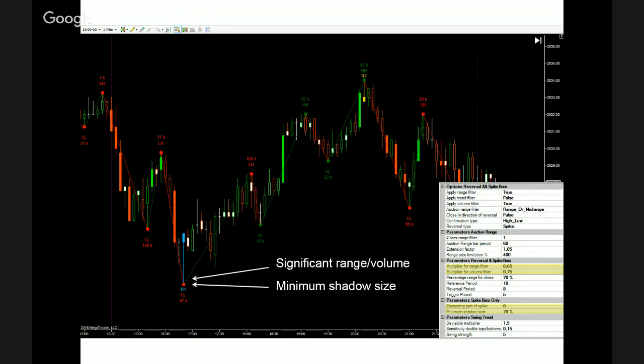And the same goes for the shadow size. You can compare the body to the shadow and say that the shadow should be at least a percentage X, in this case 70%, of the previous average bars. Then we also have a swing strength definition, and that means the bar should mark a lower low than the last 5 bars in this case. You can set it to 10 or 15, of course, as you like.